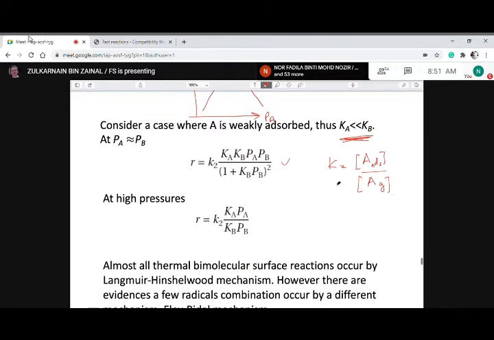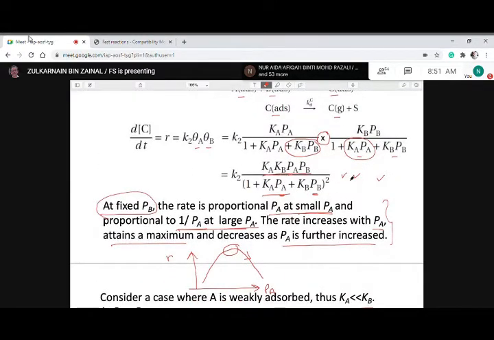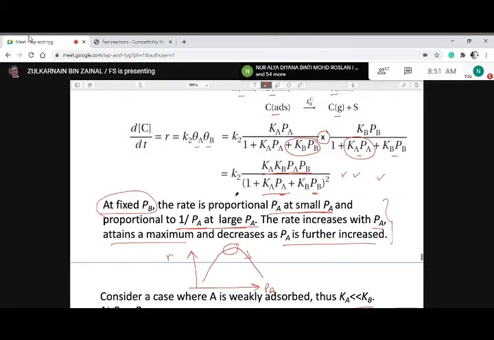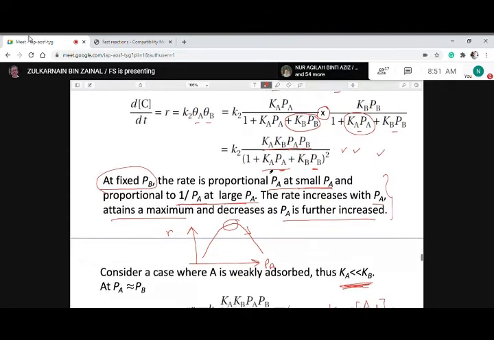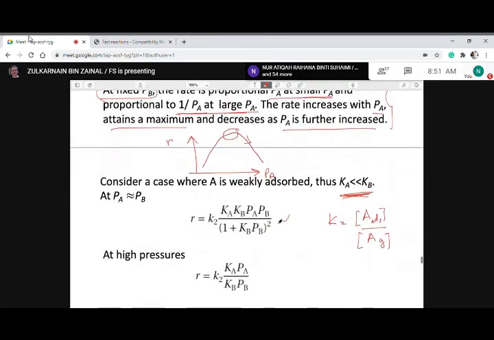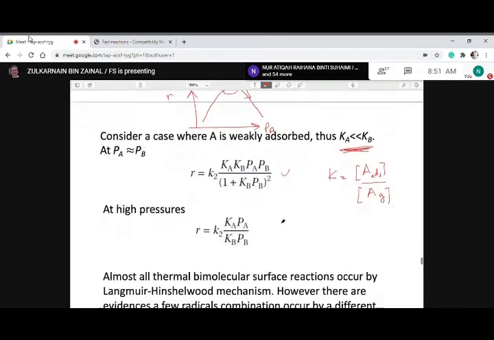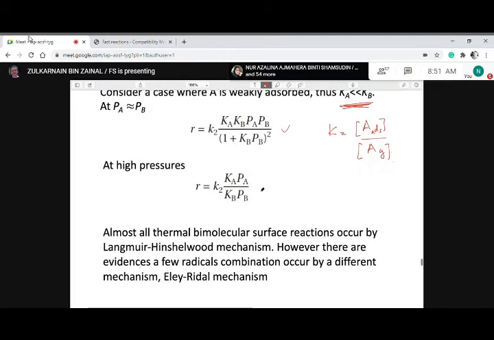Because Ka is very small, you can derive that from the previous equation. If Ka is small, then the denominator will only be 1 plus Kb Pb. So then we can have this type of equation. At high pressure, R is equal to K2 Ka Pa over Kb Pb, right? This will occur at high pressure.